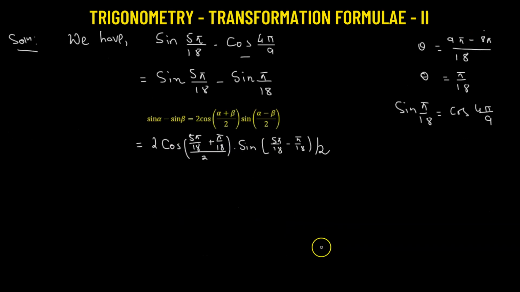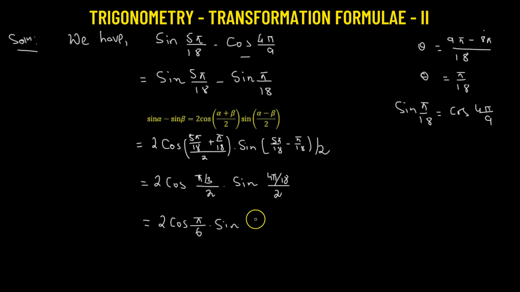So let's solve this. We're going to get 2 times cosine of 5 pi over 18 plus pi over 18. So that's 6 pi over 18, or simply pi over 3 radians, divided by 2, multiplied by sine of 5 pi over 18 minus pi over 18. So that's 4 pi over 18 divided by 2. So this becomes equal to 2 times cosine of pi over 6 multiplied by sine pi over 9 radians.